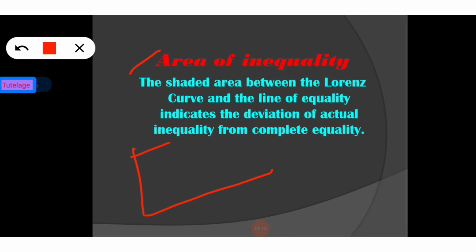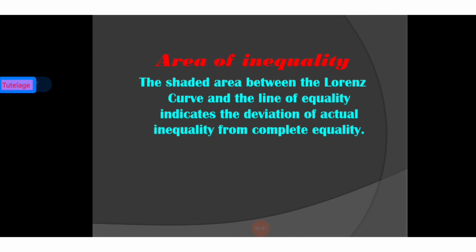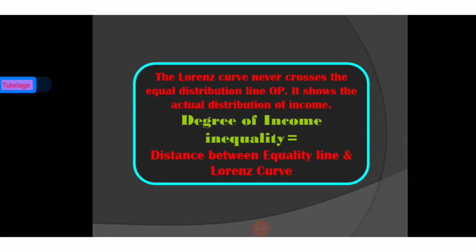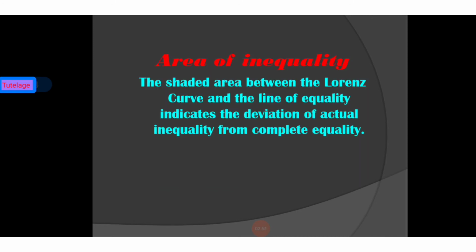This shaded area between the Lorenz curve and the line of equality indicates the deviation of the actual inequality from complete equality. So it indicates the area of inequality. I think the main concept of the Lorenz curve, what the degree of income inequality is, what the area of inequality is, and what the equality line is, are all clear to everyone. So now move on to the next concept.